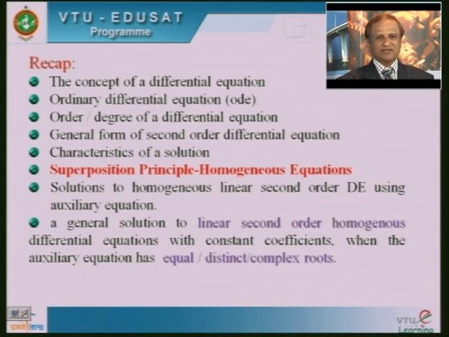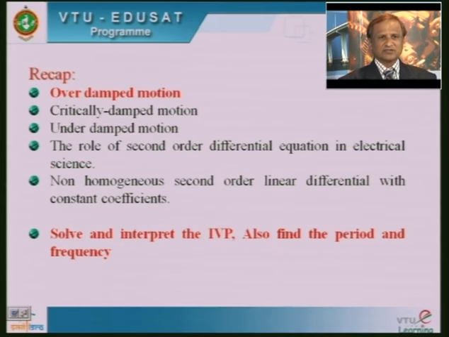So we have already practiced all those things. Along with these, we have also discussed the physical meaning when we get real and equal roots, real and unequal roots, or complex roots. In the last session we discussed what overdamped motion is, especially in the case of a spring mass system, what critically damped motion is, and what underdamped motion is.